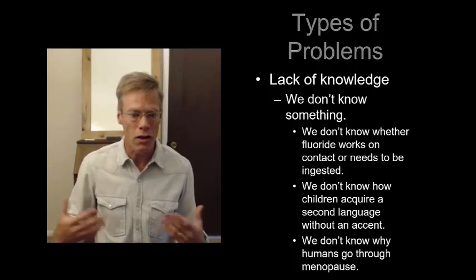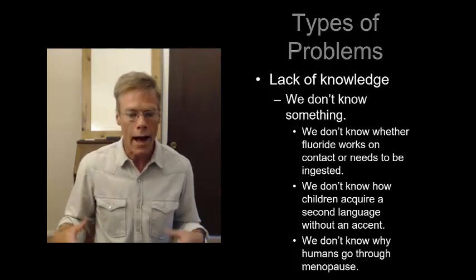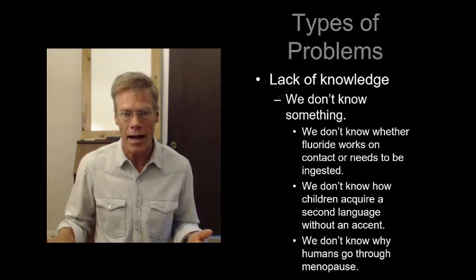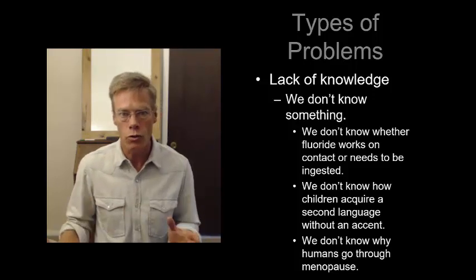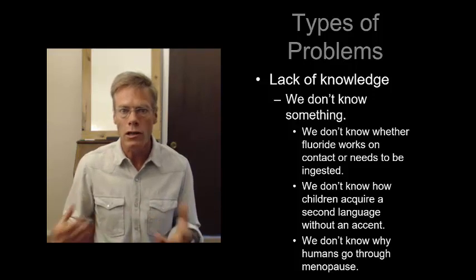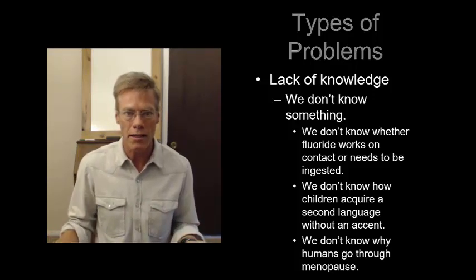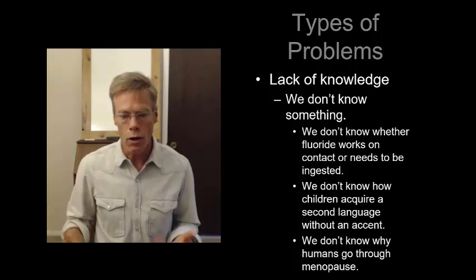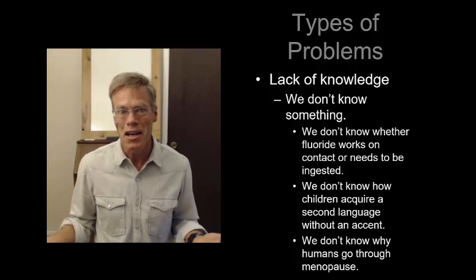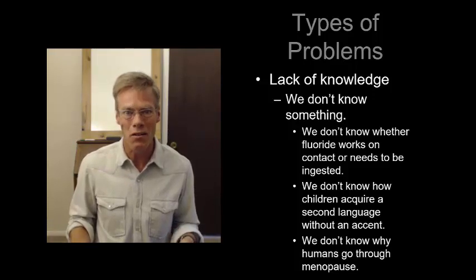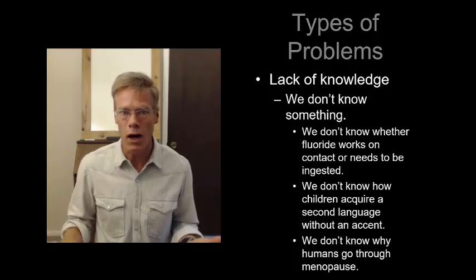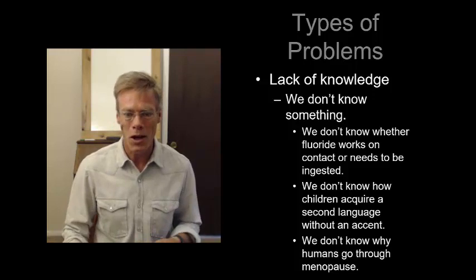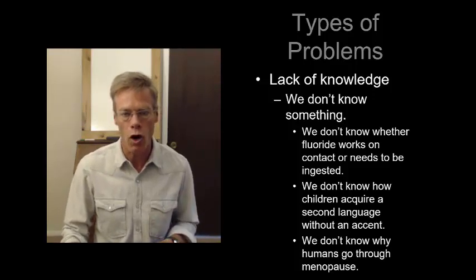Okay, another sort of lack of knowledge problem is we don't know how children acquire a second language without an accent. We know that children, especially prepubescent children, are more likely to acquire a second language without an accent than post-pubescence, but we don't know why. Another one is we don't know why humans go through menopause. We know we do, or at least the female humans go through menopause, but we don't know why. All right, so those are lack of knowledge sorts of problems.